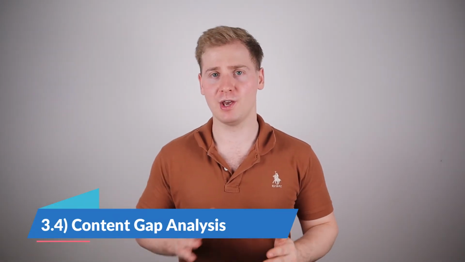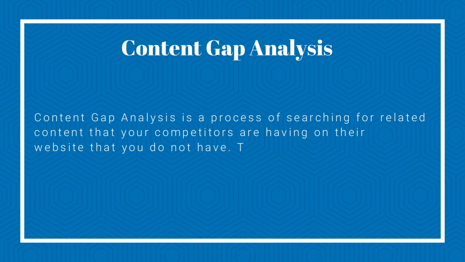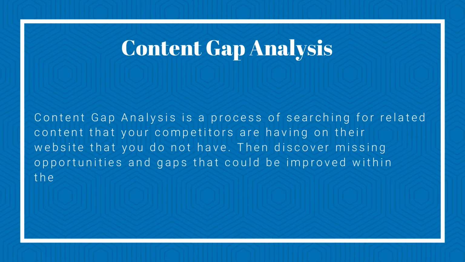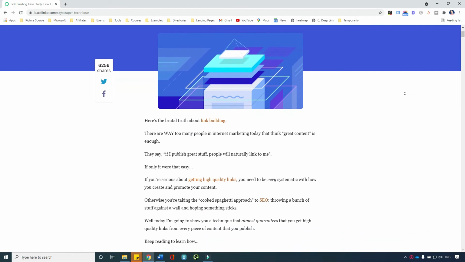And the last part of the SEO checklist for keyword research is to perform a content gap analysis. Content gap analysis is a process of searching for related content that your competitors have on their website that you do not have. Then discover missing opportunities and gaps that could be improved within the content, and lastly publish a better version of the content to target the missing keyword. This means analyzing the search intent, information, media, and basically anything that you believe is missing within the piece of content and then making your content more comprehensive. And if that sounds familiar to you, then you are right.